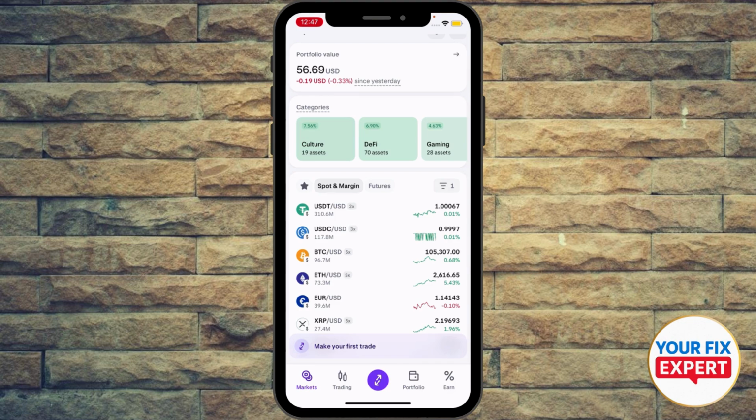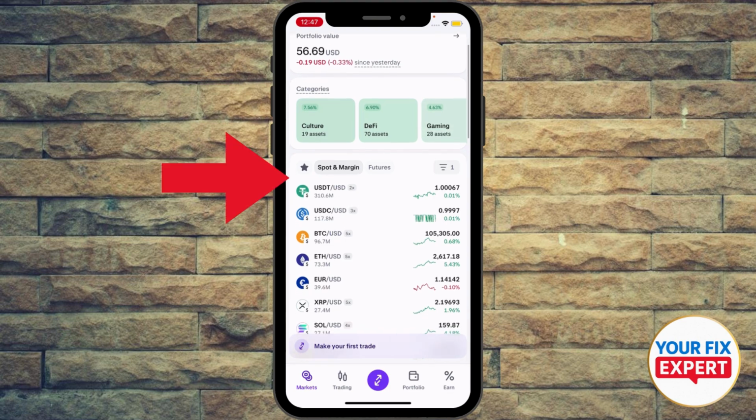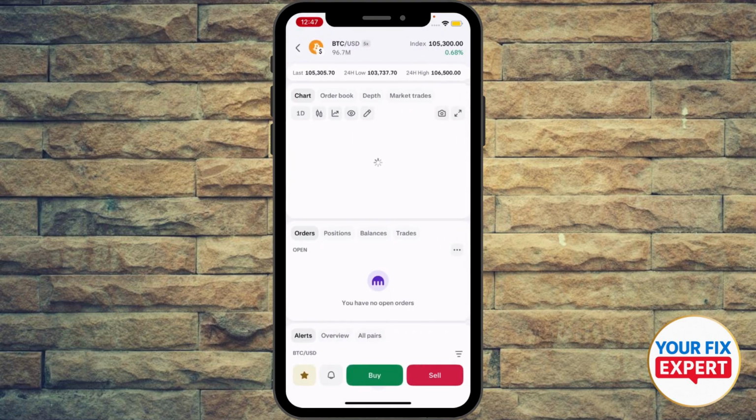Right? Next, what you're gonna do, you're gonna choose that trading pair, right? You can choose up to 5x for spot margin, right? Or up to 50x for future trading. So in my case, I'm gonna go with the 5x, which is BTC USD, right?